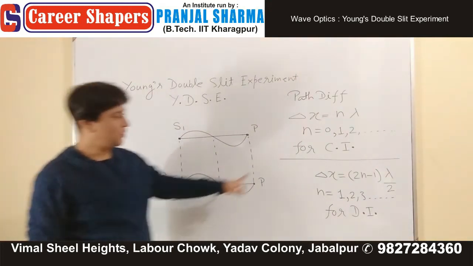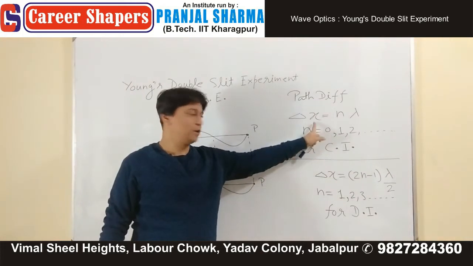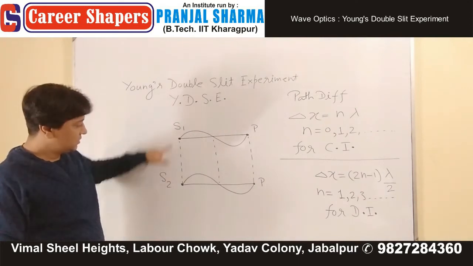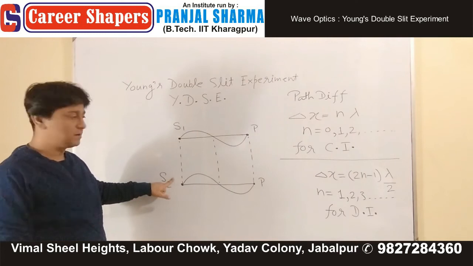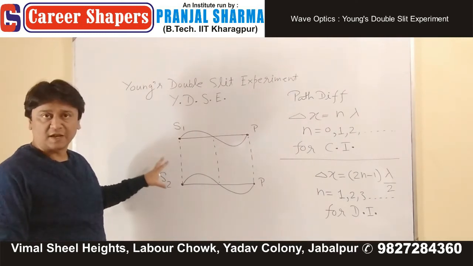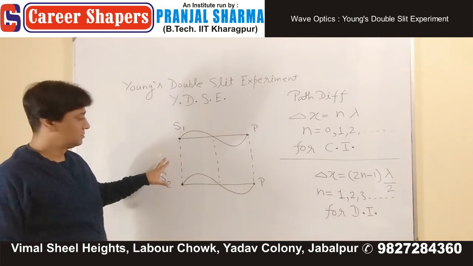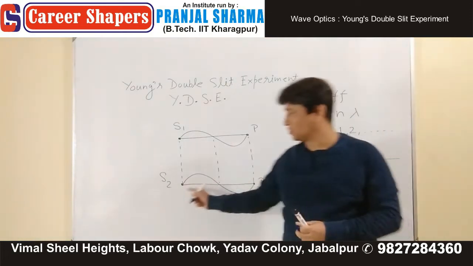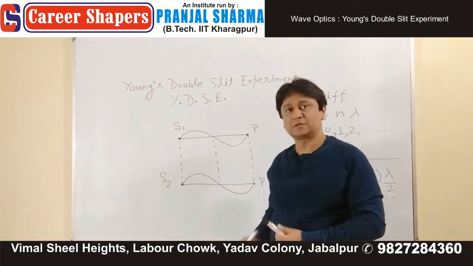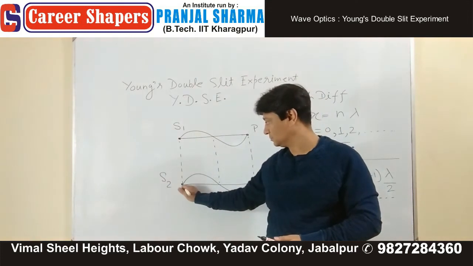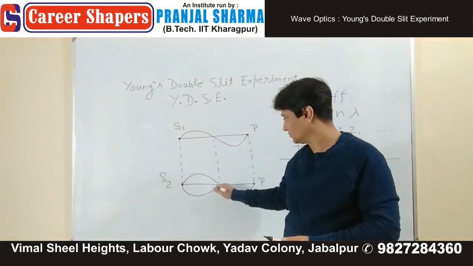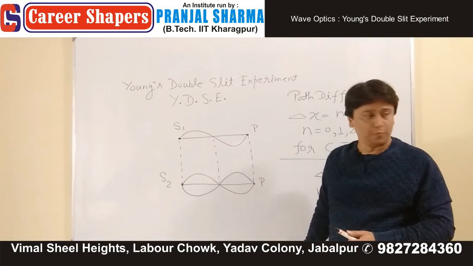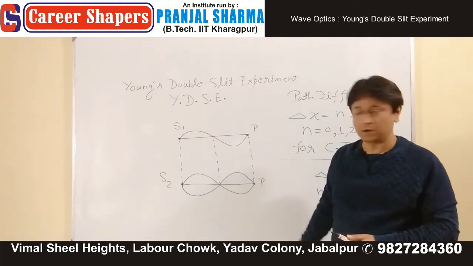This was the case for constructive, n equals 0, your path difference is 0. So in this situation, you will expect that constructive interference is going to happen, which is correct also. But what if this second source S2 emits a wave like this? I hope you can see the blue color. If you cannot, this is in blue.